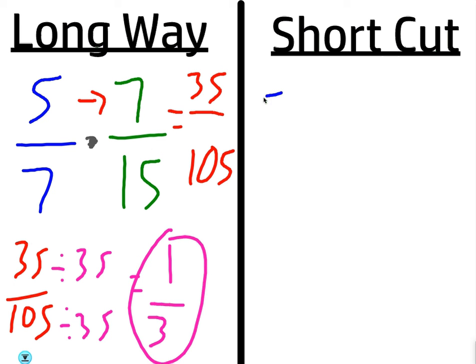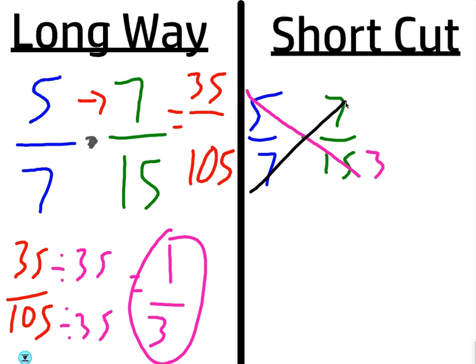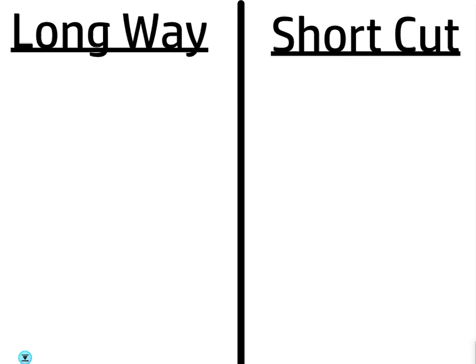Let's see how long it takes to do it with the shortcut. We got 5 over 7 times 7 over 15. Divide the 5 and the 15. 15 is bigger than 5, so the 3 goes down here. Then the 7s cancel and become 1. Which way do you guys like better? Yeah, you like the short way better, right? Which one gives me more credit? Let's do one more. Neither one gives you more credit. Okay, then I like this.